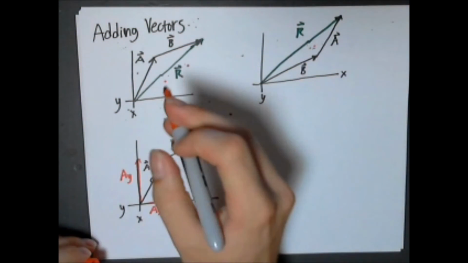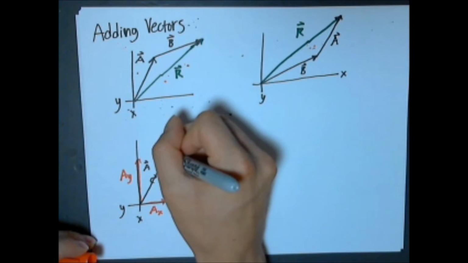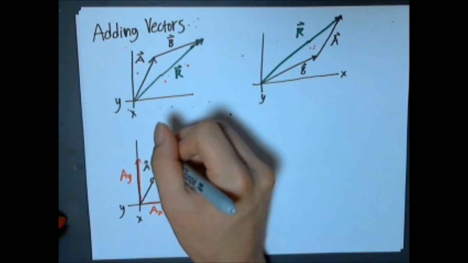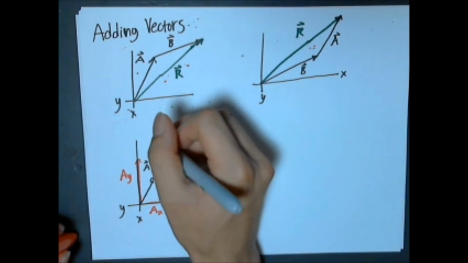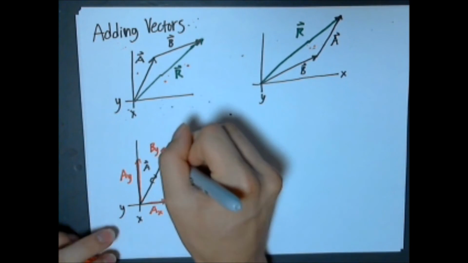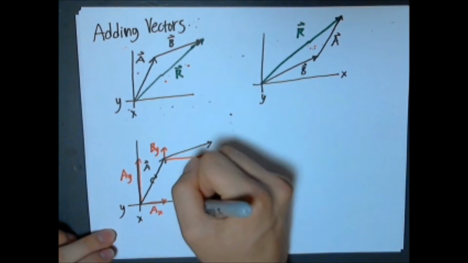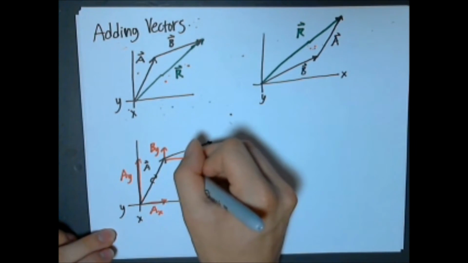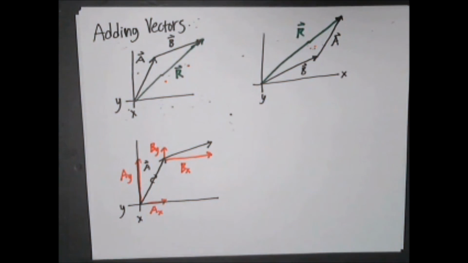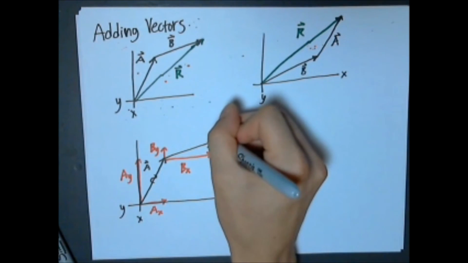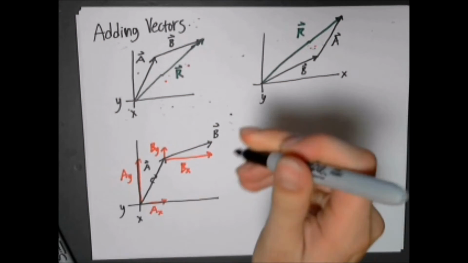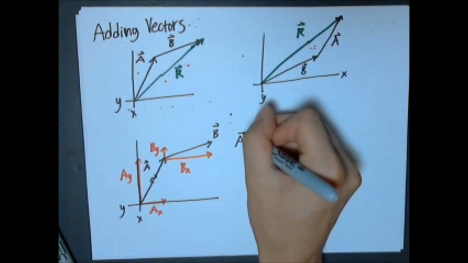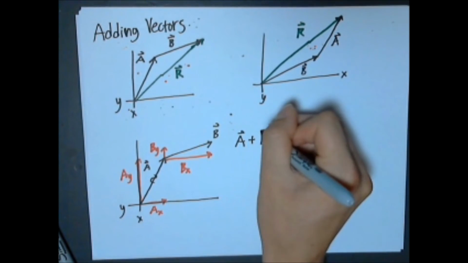So now we can draw vector B and resolve this into components as well. Once again, parallel to the y-axis. It doesn't have to be on the y-axis, it has to be parallel to the y-axis. We have B sub y, and parallel to the x-axis, B sub x. This is vector B. So now, say we want to add vector A and vector B. So we'll do vector A plus vector B.